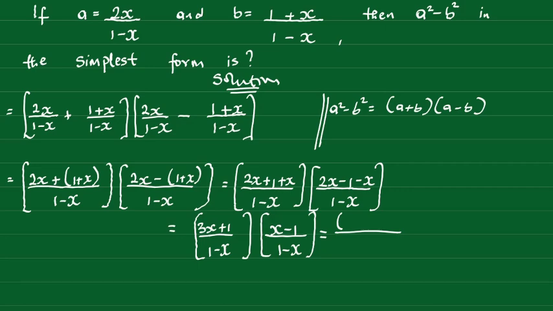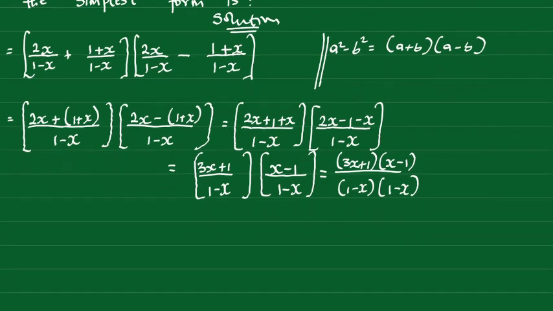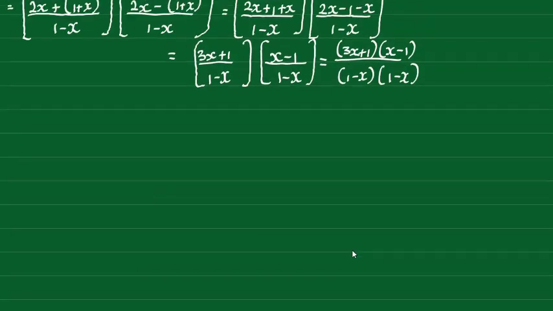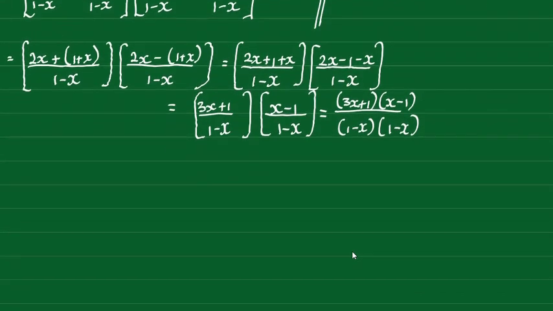Now what we have here can be expressed as (3x plus 1)(x minus 1) divided by (1 minus x)(1 minus x). We express our expression like this because the big bracket is the same thing as a multiplication, so they multiply themselves out and this is what we're left with. Now we continue with our solving.